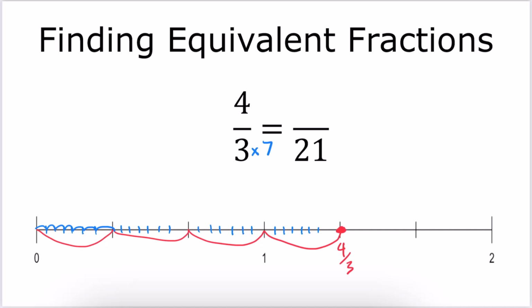And when I do that, the distance from 0 to the point that we determined was 4/3 is going to be 7, 8, 9, 10, 11, 12, 13, 14, 15, 16, 17, 18, 19, 20, 21, 22, 23, 24, 25, 26, 27, 28 of these units of 1/21. And that makes sense because 4 times 7 equals 28. And so it's a similar idea to the area model where you're taking each piece and cutting it up into smaller pieces. But this is just a way of showing it in a length model, like a number line model, instead of using an area model.